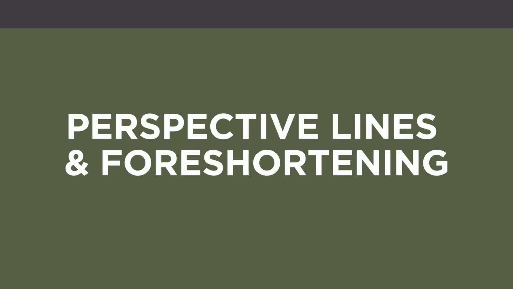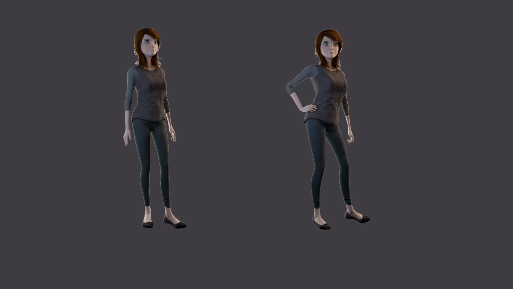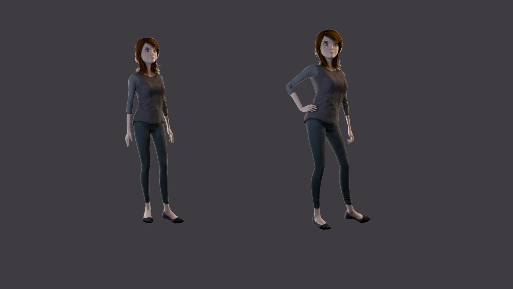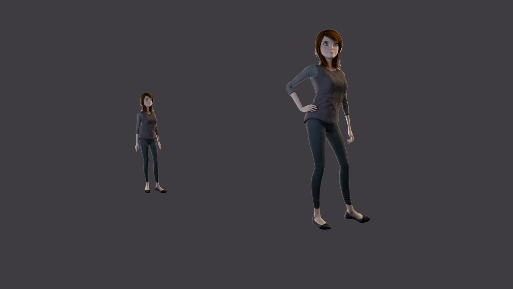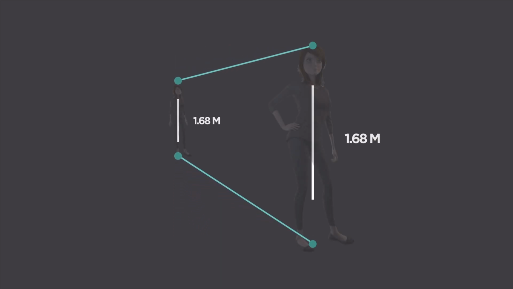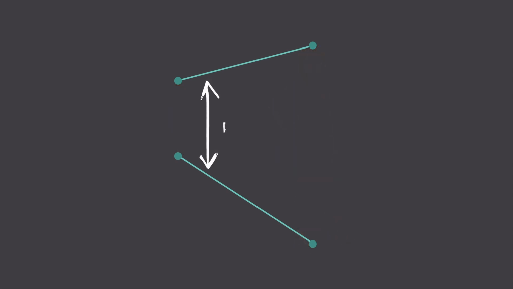Foreshortening. We also have an illusion that makes perspective drawing so difficult for many people. Even though we know logically these women are about the same height, when we look at them across a distance in perspective, visually the sizes are very different. This difference in apparent size is called foreshortening. It means that the lines connecting the top and bottom tilt towards each other, even though they are the same actual height. We call these lines perspective lines.